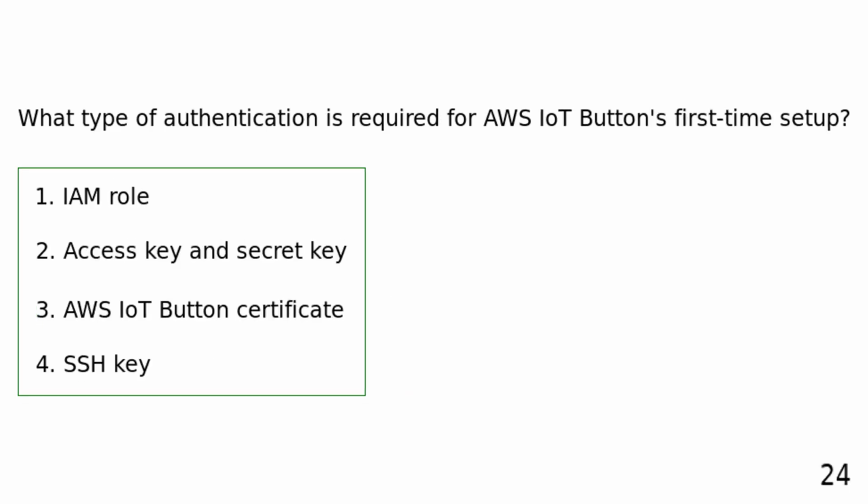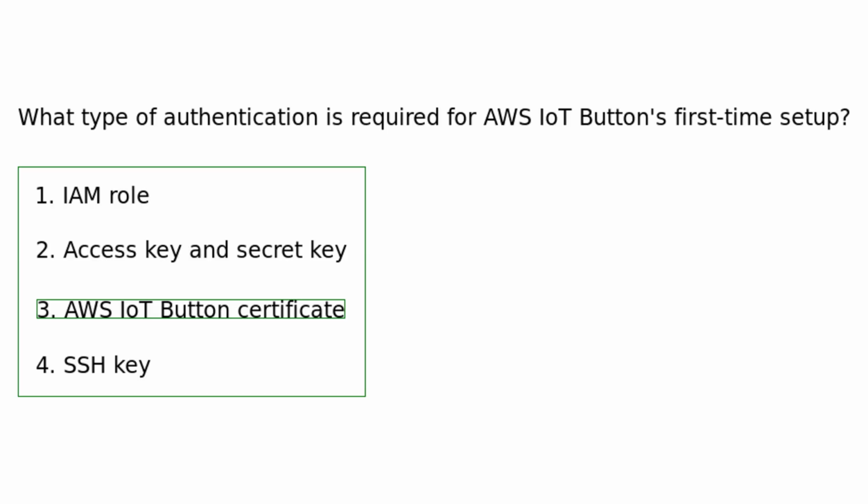What type of authentication is required for AWS IoT Button's first-time setup? IAM role, access key and secret key. AWS IoT Button certificate, SSH key. The AWS IoT Button uses a certificate for authentication during the first-time setup.